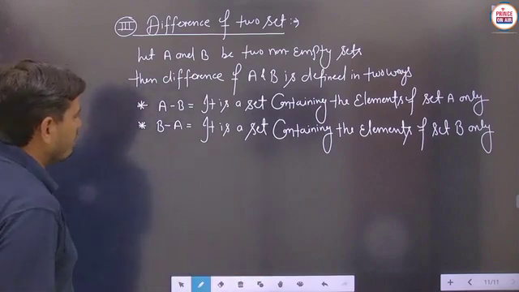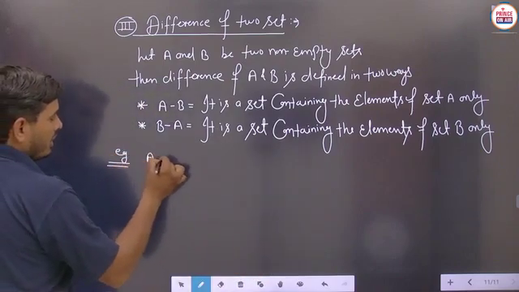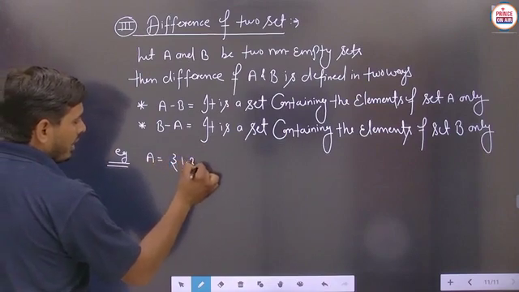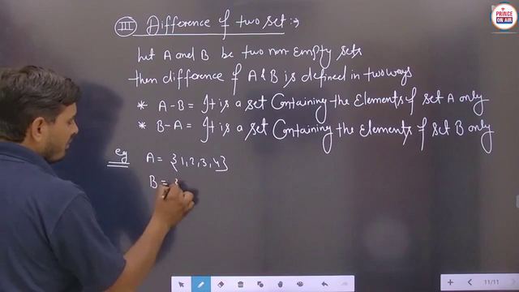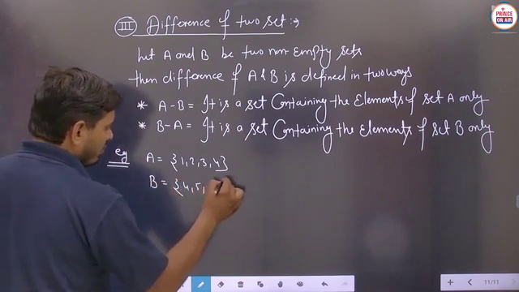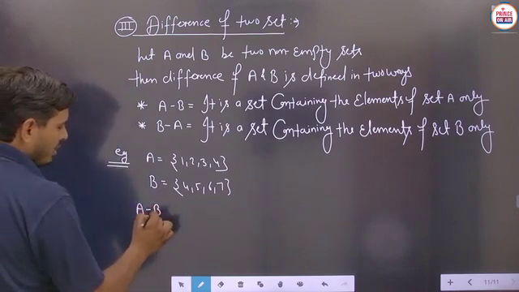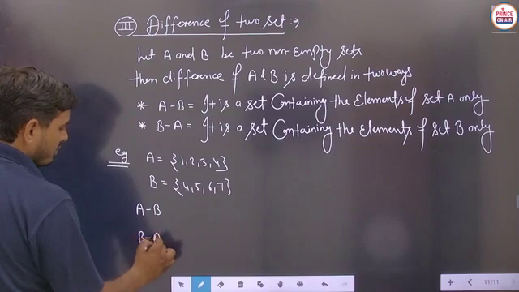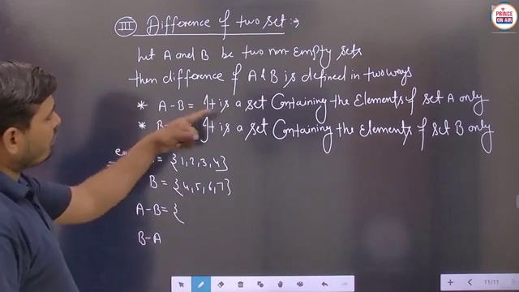Suppose we take a suitable example by which you can understand the meaning of the difference. Suppose set A is written like this: 1, 2, 3, 4. Suppose set B we can take here as 4, 5, 6, 7. Then we have to calculate both A minus B and B minus A. What should be the basic meaning of A minus B?